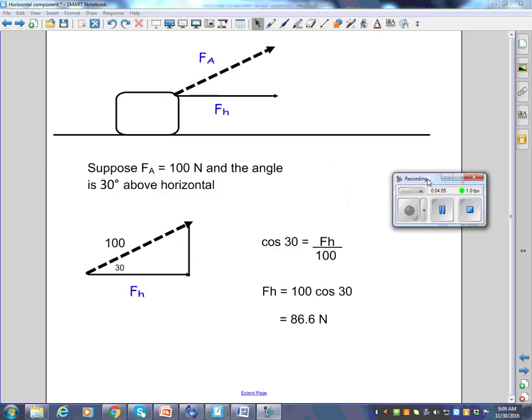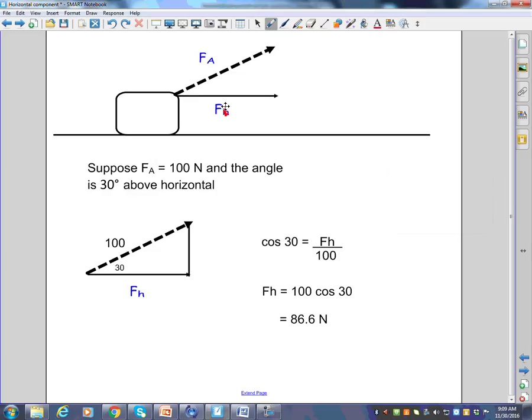Okay, so there's that picture again. Please don't draw it again. Suppose that the applied force FA is equal to 100, and the angle is 30 degrees above the horizontal. Okay, so we've got 100 newtons here, we've got 30 degrees right here, and so my horizontal, or my X component, we're going to use good old-fashioned grade 9 trigonometry. You probably said, oh, when am I ever going to have to use that again? You're wrong, right?